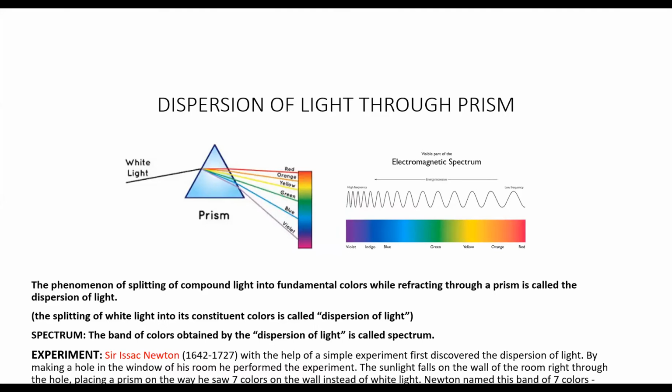Now we will see this presentation. Here we can see that when you shine a light on a prism, it splits the white light into its constituent colors. The splitting of white light into its constituent colors is known as the dispersion of light. And the band of colors obtained by the dispersion of light, the violet, indigo, blue, yellow, red, and orange, this band of light is known as the spectrum.